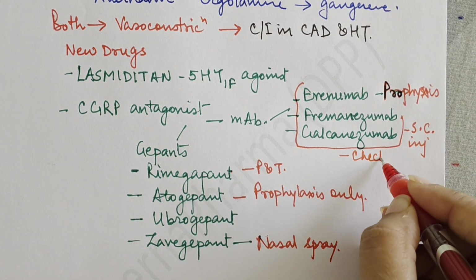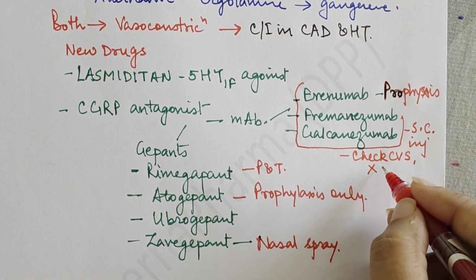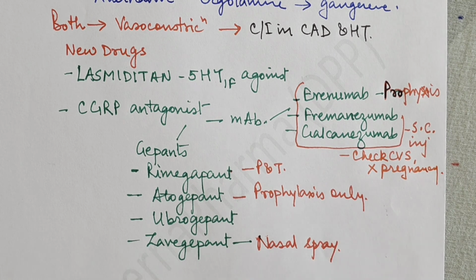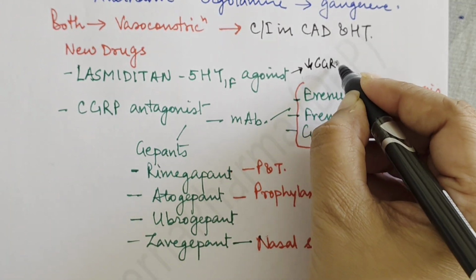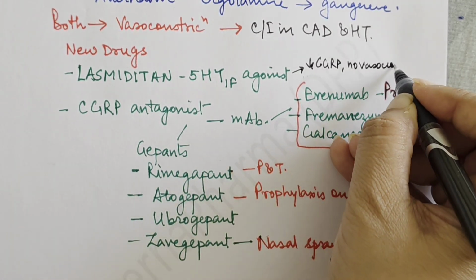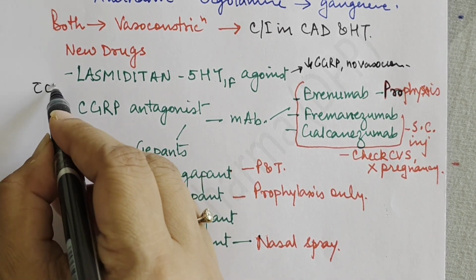Plus patient's cardiovascular status has to be checked and not indicated in pregnancy. That is very important. So please see the new drugs. Lasmiditan, which is 5-HT1F agonist, and here lasmiditan has got, as I told earlier, it decreases CGRP and it has got no vasoconstrictor activity. So it can be used in patients with CAD also.